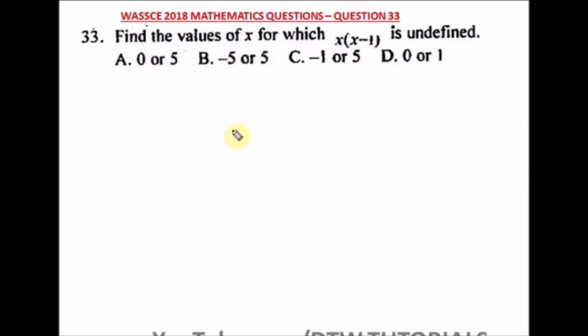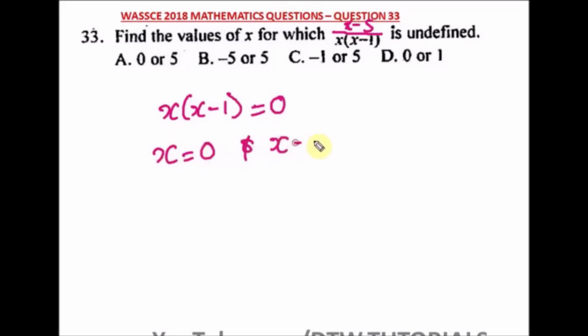Question 33 of the WASSCE 2018 mathematics past question, that's your WAEC exam. It says find the values of x for which, okay, there's something missing here. This should be x minus 5, divided by x bracket x minus 1, is undefined.